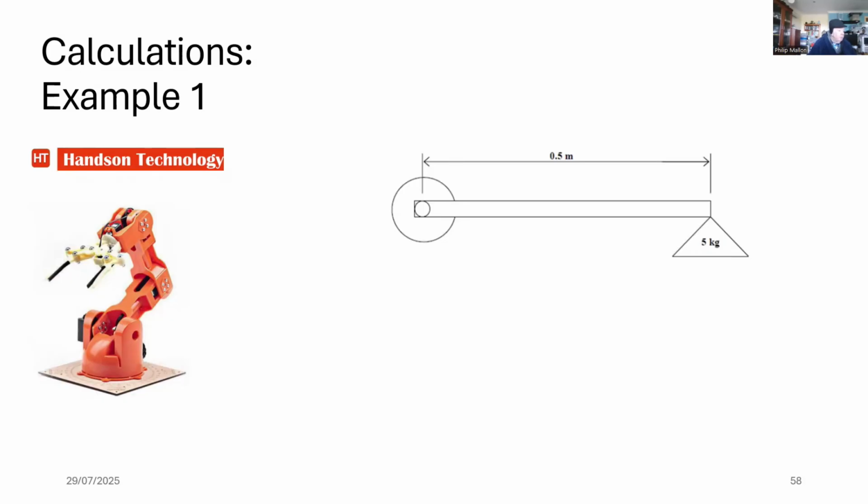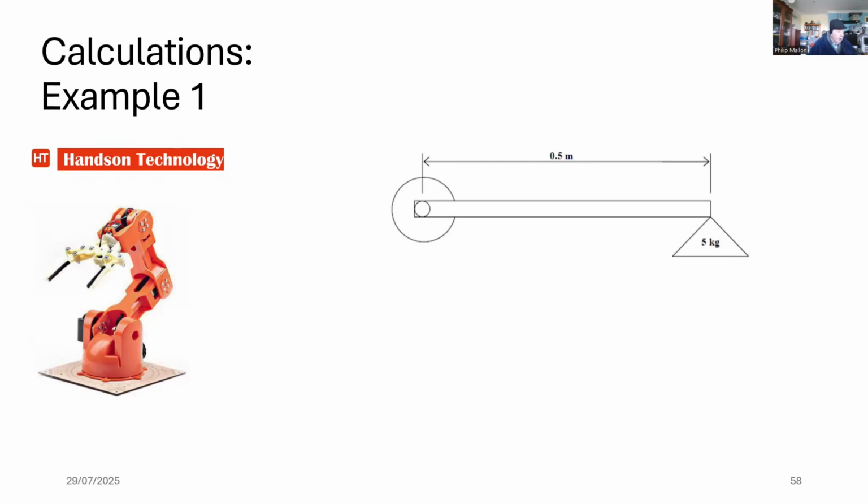So let's do a couple of design examples. In this first design, we have a robot with an arm, and the photo is one of the robot arms that I've constructed. It has 4 degrees of freedom, but in the example that I'm going to do here, I'm only going to do the calculations in 1 degree of freedom.